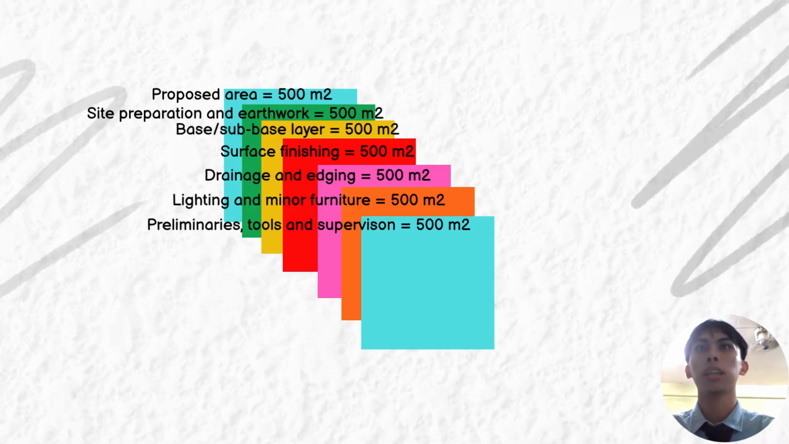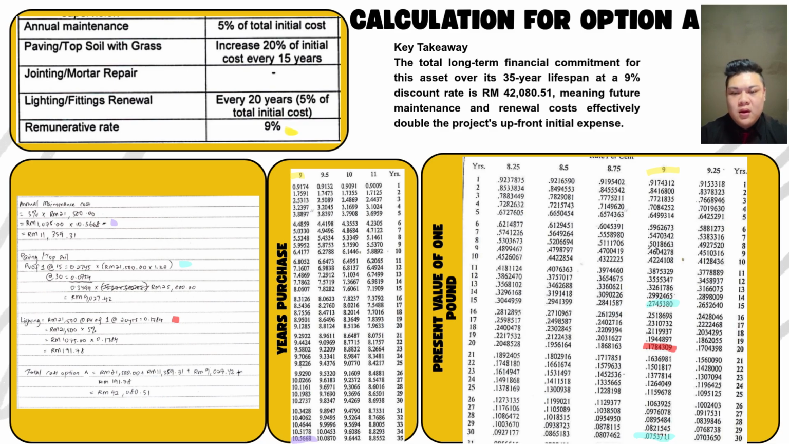The reason why I take the cost directly from the initial cost is because the table already states per meter square. When it states meter square, we need to take it directly, since the question states the proposed area is 500 meters square, so it is the same format. We need to multiply with the area because we need to know the cost per GFA for each element. For option A, the annual maintenance is 5% of the initial cost.